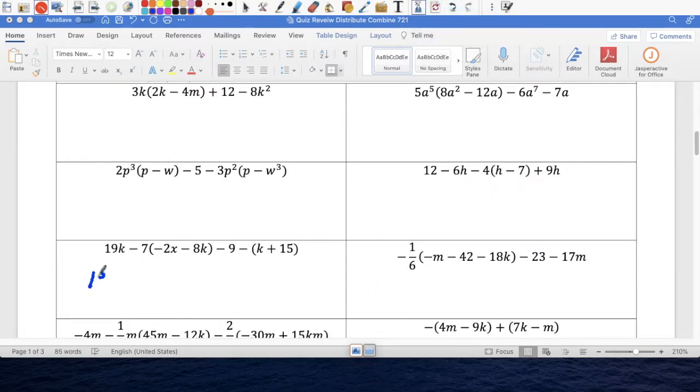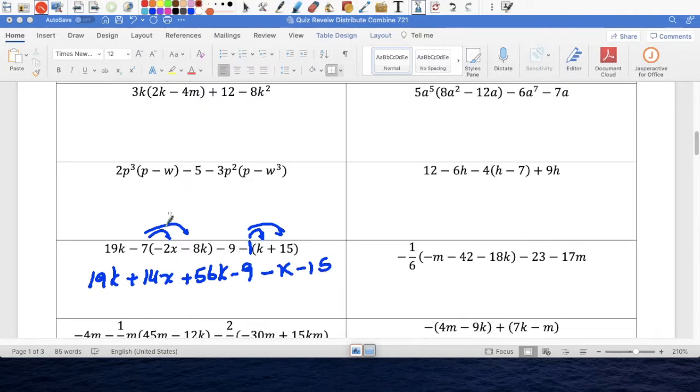40. 19k plus 14x plus 56k. Minus 9, that's not the distributive property. And then there's an invisible 1 over here. And by now you know that if it's a minus sign, everybody inside comes out opposite. So that's going to be negative k, negative 15.